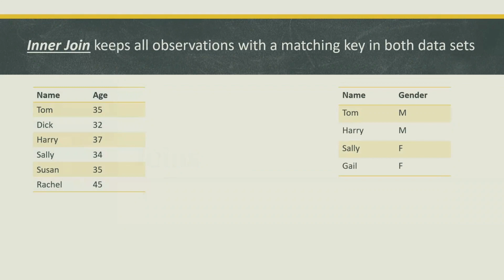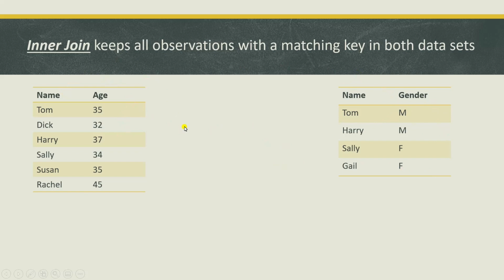So first up is an inner join. An inner join keeps all observations with a matching key in both data sets. Here we have two data sets. On the left, we have 6 observations, and our data set is just name and age. So we have Tom, Dick, Harry, Sally, Susan, and Rachel, and their corresponding ages. And then in our second data set, we have Tom, Harry, Sally, and Gail, and their gender, 2 males and 2 females. You see we have age in one data set, gender in another data set, but we have this common key of name.